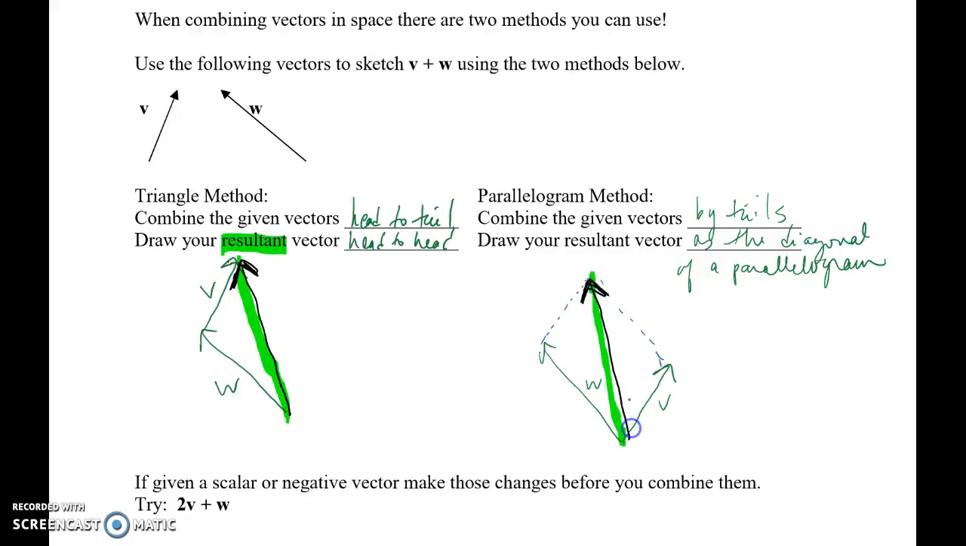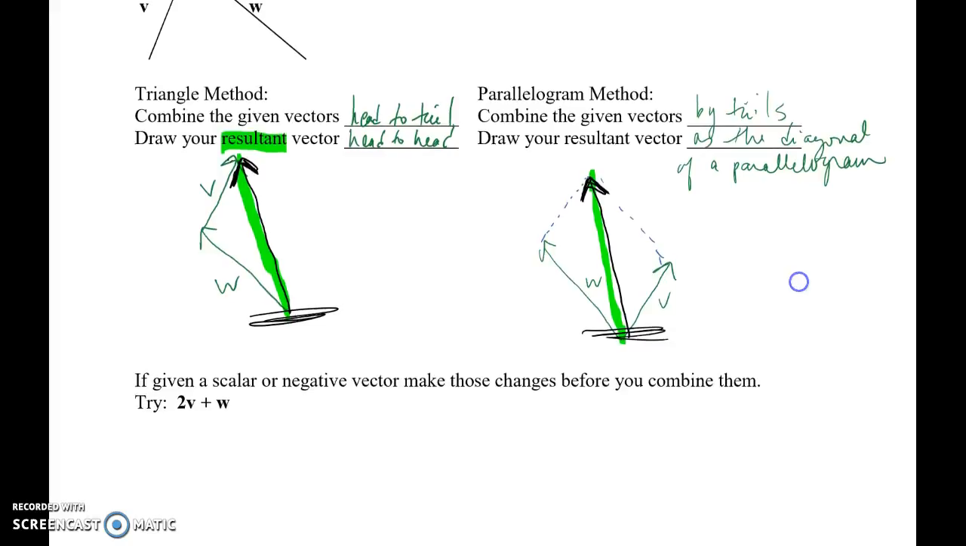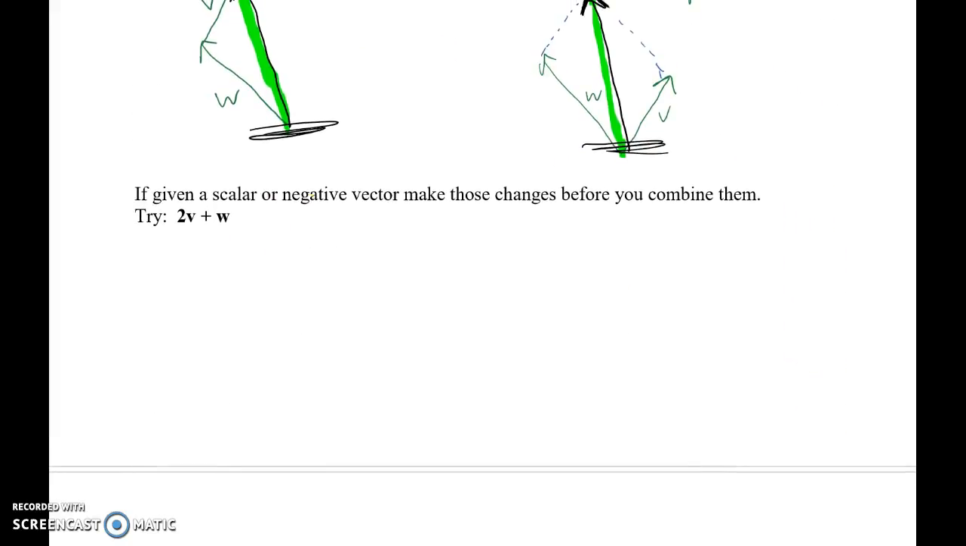Now I want you to look at my two different methods, right? Two different methods, but look at the resultant. It is the same. If I got out a ruler, they would be the same length. If I got out a protractor and measured from here, they would be at the same angle. So it doesn't matter which method you use, you get to pick, and you could do either one of those, okay? Last one, if given a scalar or negative vector, make those changes before you combine them.